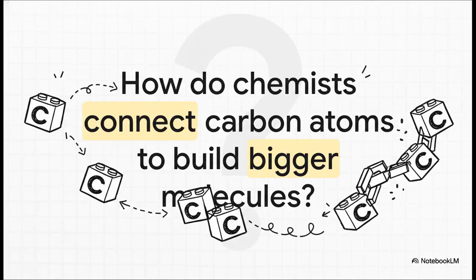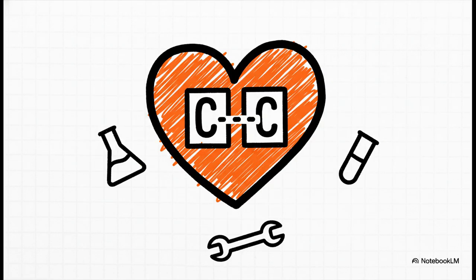So let's start with one of the biggest questions in all of organic chemistry, right? How in the world do we actually connect carbon atoms to each other? I mean, you can picture them like little chemical Lego bricks. The whole game is figuring out how to snap them together perfectly to build something new and bigger. And the answer, well, it's pretty simple on the surface. We do it by making new carbon-carbon bonds. I mean, forming that C-C bond, that's really the heart and soul of making molecules.